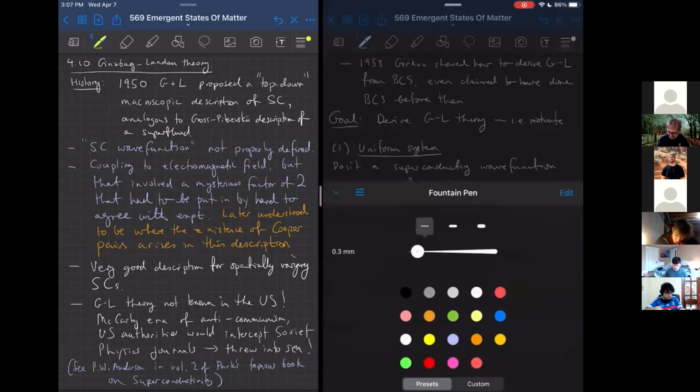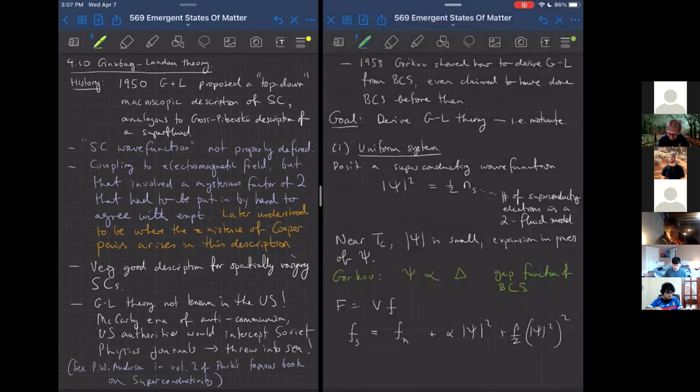So why do we write it in this form? Well, what we know is that the free energy must be independent of the phase. In other words, it has to be a scalar. And so psi squared and psi to the fourth are the lowest order rotationally invariant scalars.